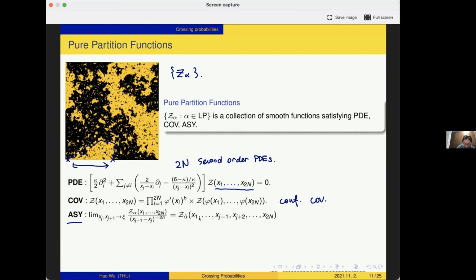So this asymptotics just describes this phenomenon. Suppose we have 2 marked points getting close to each other. After normalizing this probability properly, we believe that this probability should converge to the corresponding probability for n minus 1 interfaces.